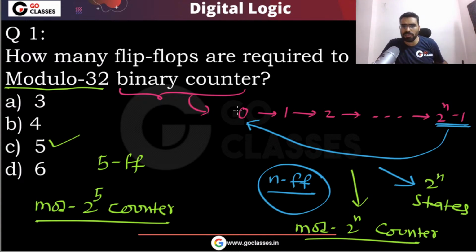What is a binary counter? Very simple: it counts the clock pulses. In every clock pulse, it will increment. So I can say it is counting the clock pulses. For example, if the state of this binary counter is 3, it means that a total of 3 clock pulses it has seen.